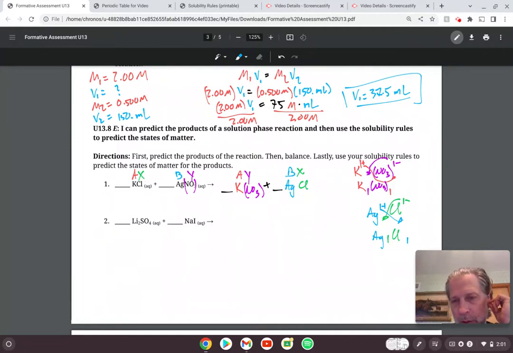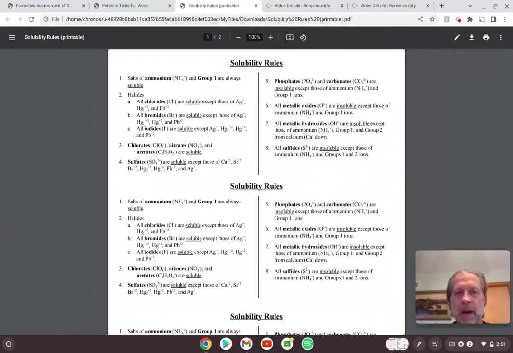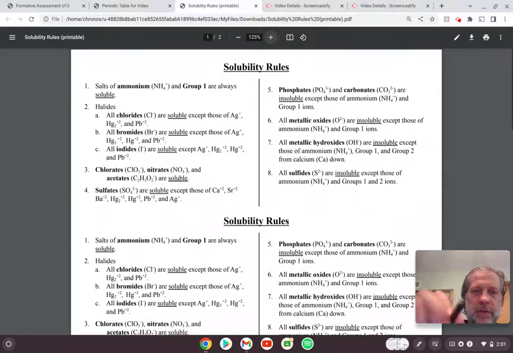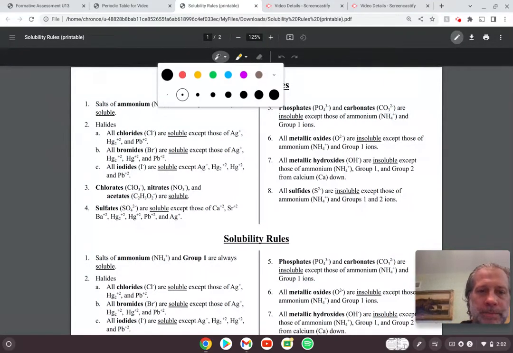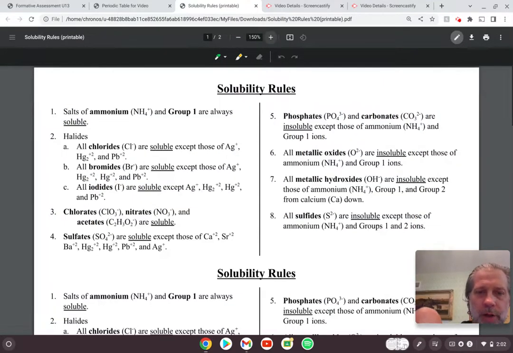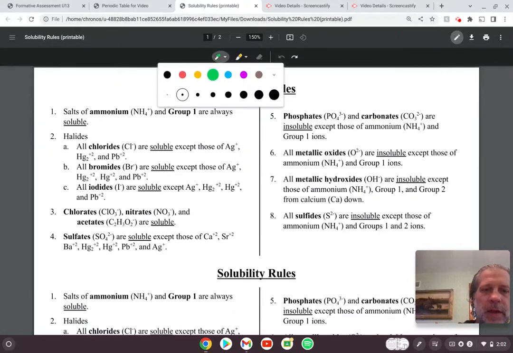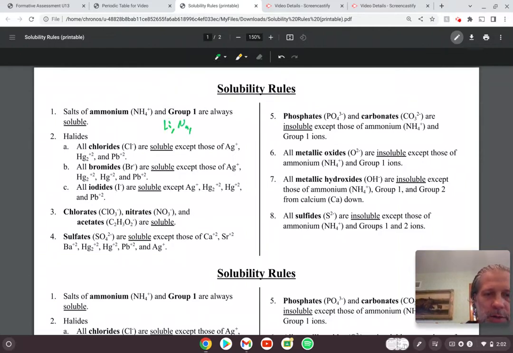The next thing we have to do is use our solubility rules to identify the states of matter. So with the first compound, we have potassium, right? And our solubility rules tell us things like group 1 metals. So group 1 metals, as you might recall from your work with them during the lab, is anything in the first column. So these are going to be your lithiums, your sodiums, your potassiums, your rubidiums, your cesiums, and your franciums. Okay, so anything that's a group 1 metal will fall into that category.